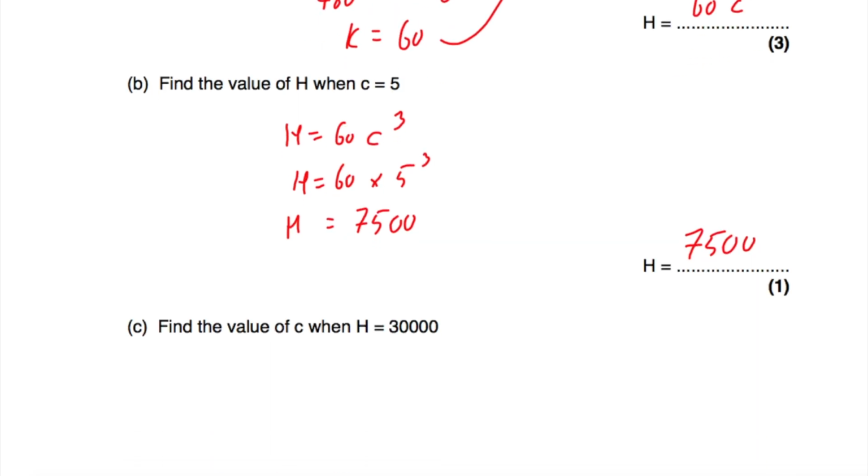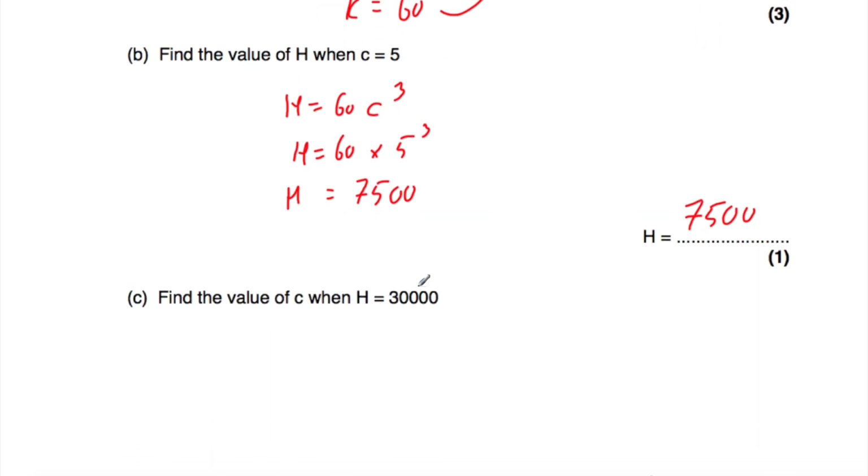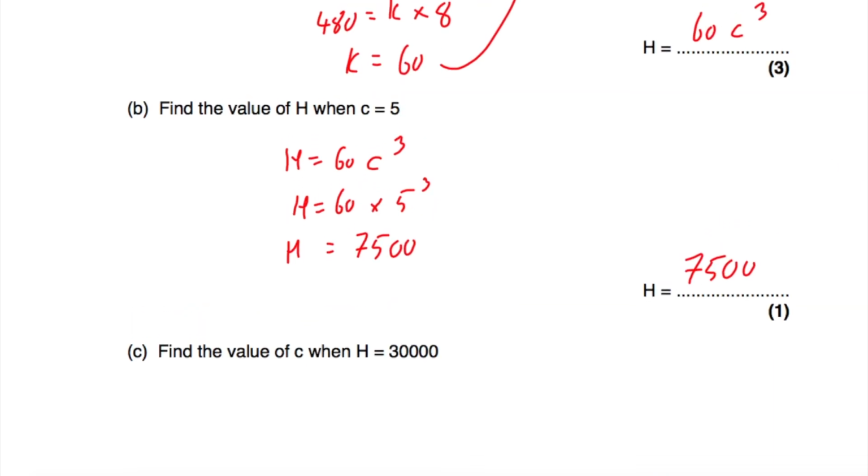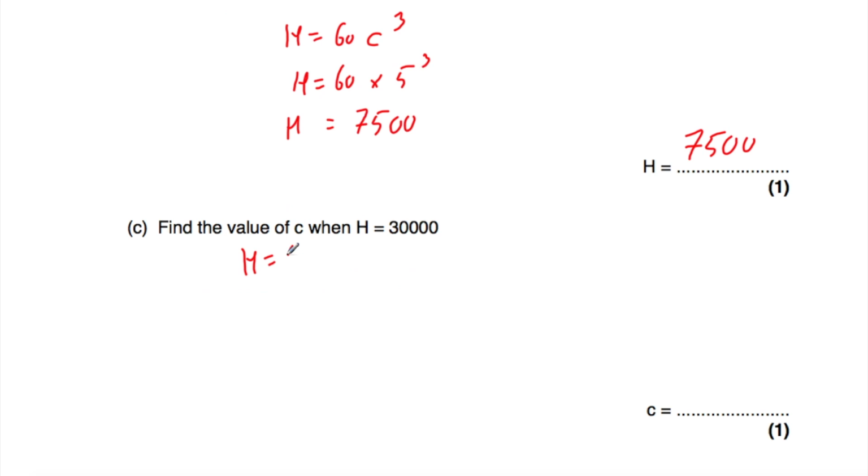Okay, next, part C. Part C says to find c whenever h is equal to 30,000. So remember our formula is h equals 60c cubed. And h is equal to 30,000. So 30,000 equals 60 multiplied by c cubed. Let's divide both sides by 60. So if we divide 30,000 by 60, that's equal to 500. So we get 500 equals c cubed.